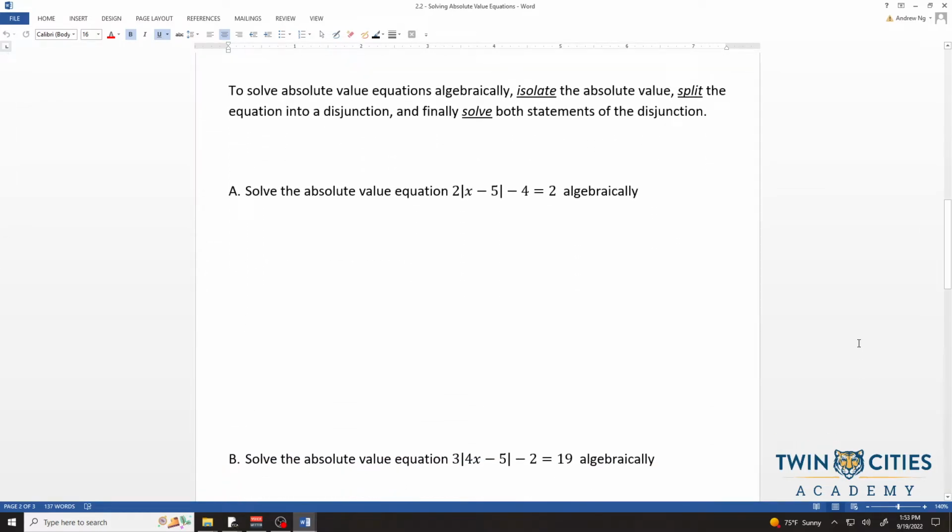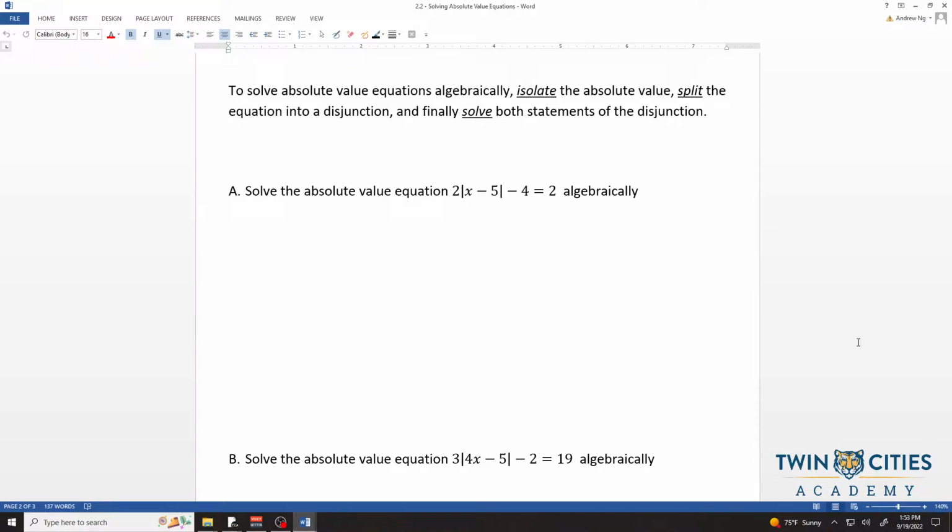Let's talk about algebraically. This is going to be a little bit trickier. So to do this, I've got 3 steps. Now, I want to think about in school, we usually want to avoid ISS, right? We usually want to avoid in-school suspension. Well, in this case, ISS is going to be a good thing. We want ISS. This is isolate, split, solve. I'm going to isolate the absolute value.